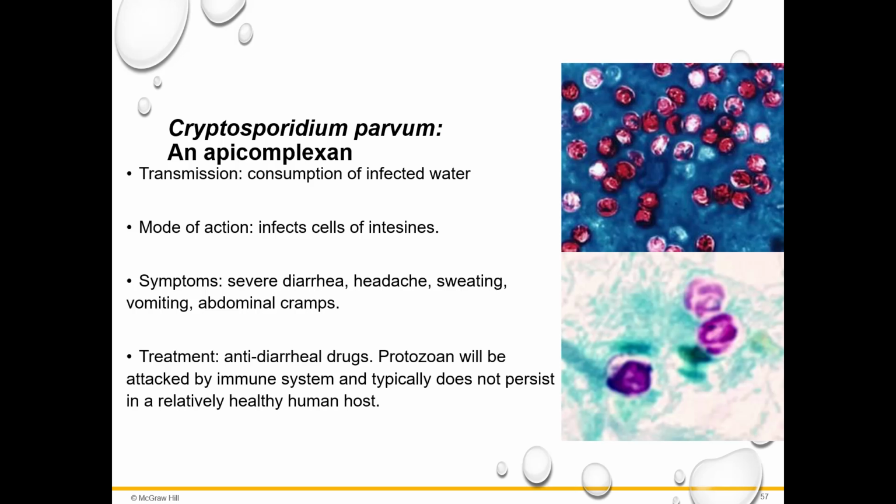So transmission is consumption of infected water. The mode of action is it actually infects the cells of the intestine. So we talked about some of these that cause diarrhea. So Giardia coats the intestines.